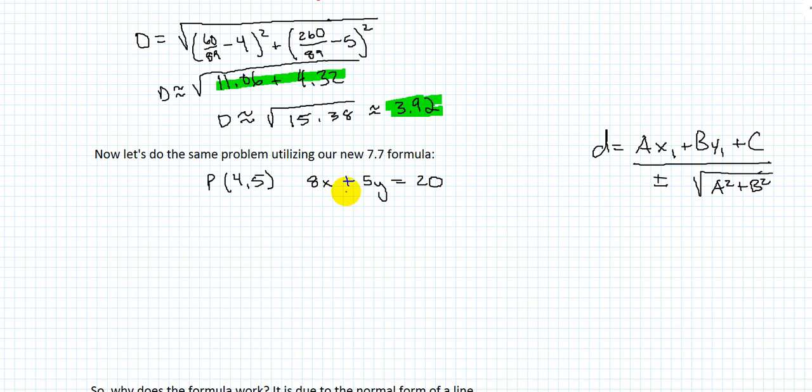But the first thing that you've got to do is put this in standard form. Standard form just has the 20 on the other side. And so I go 8x plus 5y minus 20 equals 0. That's the first step. And the reason why that's important is so that we can key off of this sign right there. Is that positive or negative?